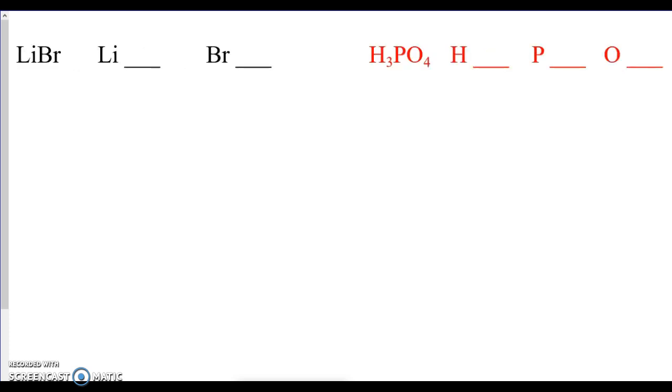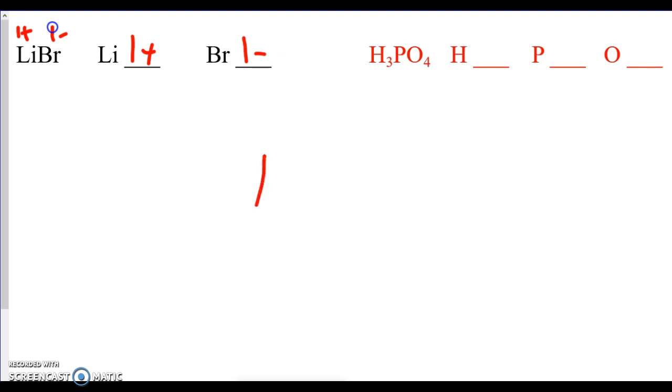This one's a little tricky because there's no hydrogen, there's no oxygen to figure out. So when all else fails, you use the charges off the periodic table. So bromine's a 1 negative and lithium's a 1 positive. Both of those are the charges off the periodic table, and they seem to work. So that's a 1 positive and that's a 1 negative.